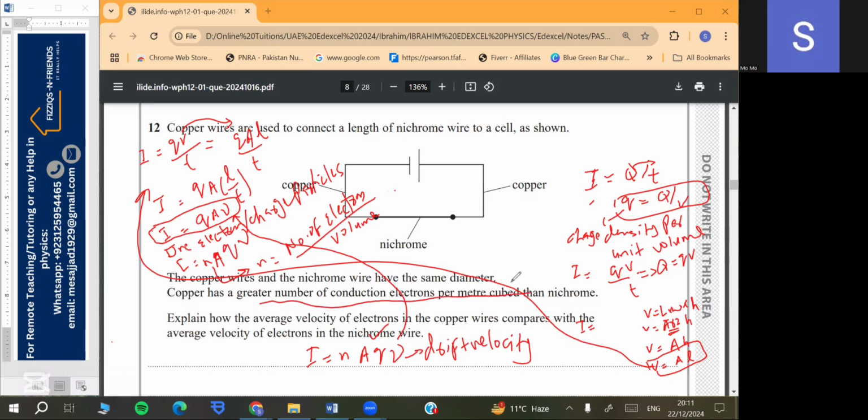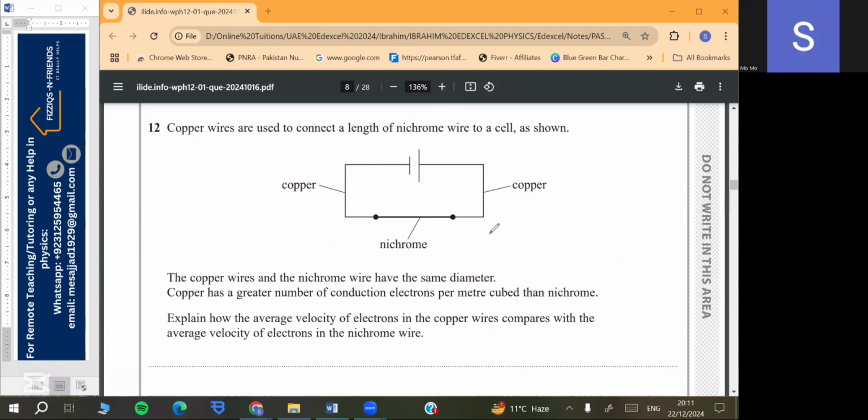Greater number of electrons per unit of volume, or per cubic meter. Per cubic meter, meter cubed means volume. Okay, so I hope you understand that formula. How do we get this formula? NAQV. Okay, now come back to the question. They are saying from here you need to know that I equals NAQV, where this N is the number of electrons per unit volume or per meter cubed.